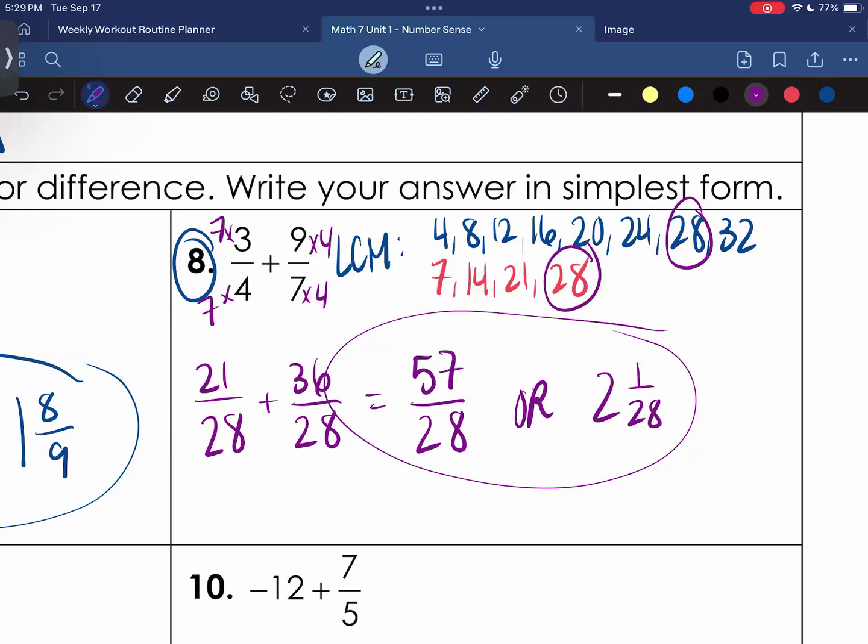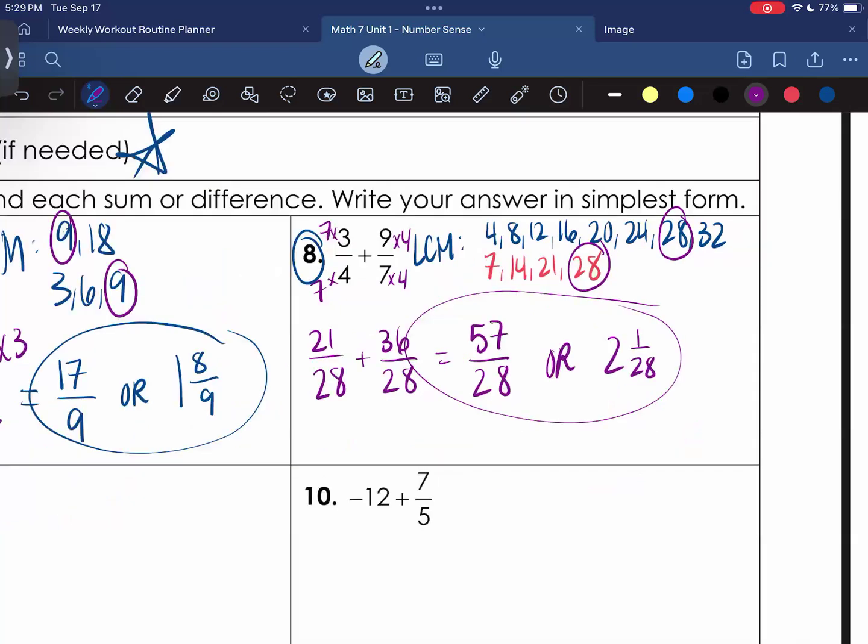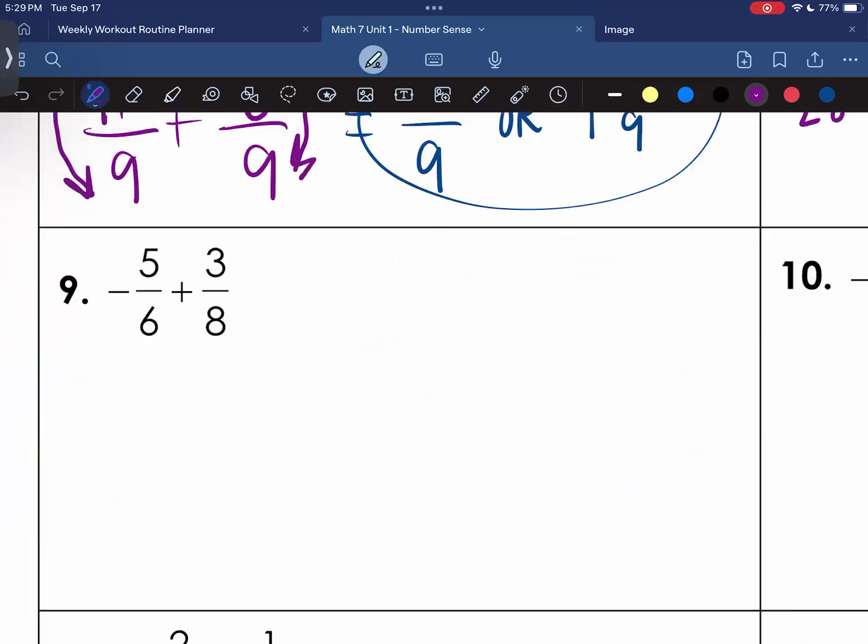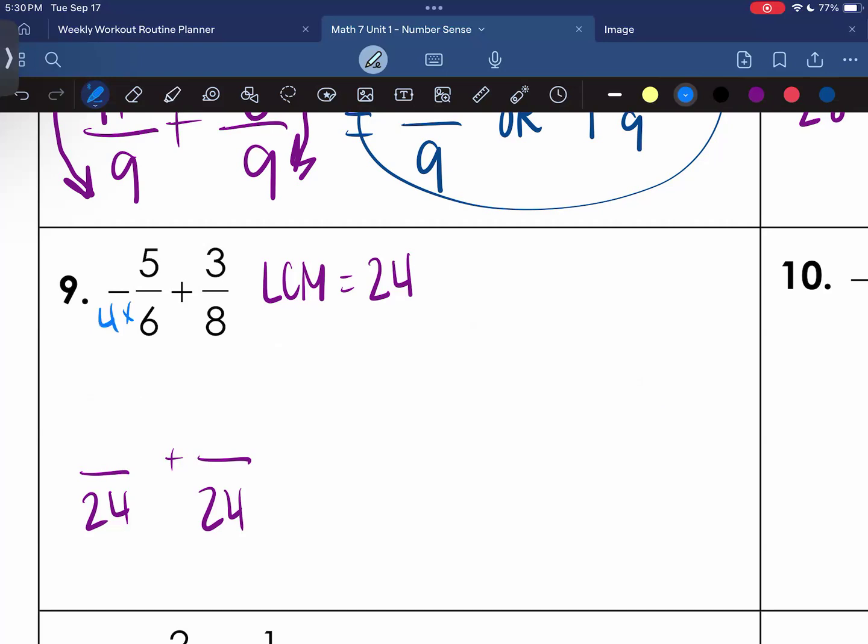All right, moving on to number 9. You guys can use calculators for this now that we've already tested on adding and subtracting with negatives. You can now use a calculator to make it easier for you. All right, so if I found my LCM, I would find that 24 is my least common multiple between 6 and 8. So I'm just going to change my denominators to 24. Okay. This one multiplies by 4. So this one also has to multiply by 4.